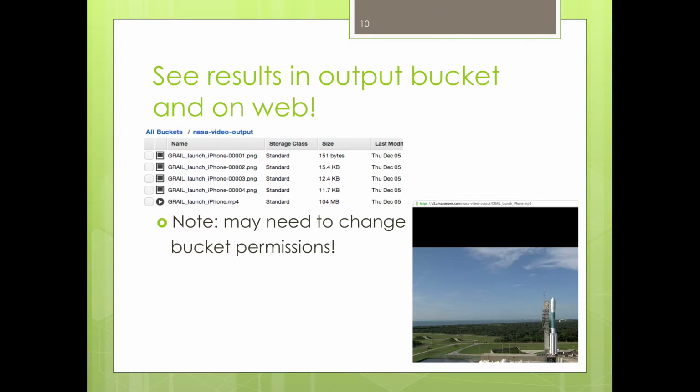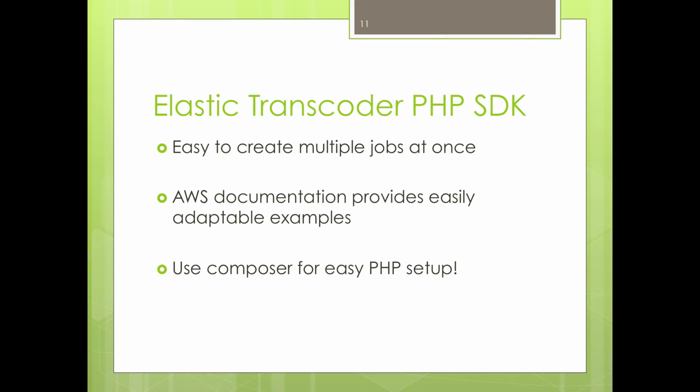And then you can go to your output bucket, change a few permissions, and you can see your results on the web, which is very helpful if you want to make some sort of automated process to have your videos readily accessible. Now, that was creating one job. The console is not ideal if you have to do a lot of videos at once. Much easier to use a PHP SDK. There's a Java SDK as well, but PHP is a little better documented because it's a new service, and I found it a lot easier to use.